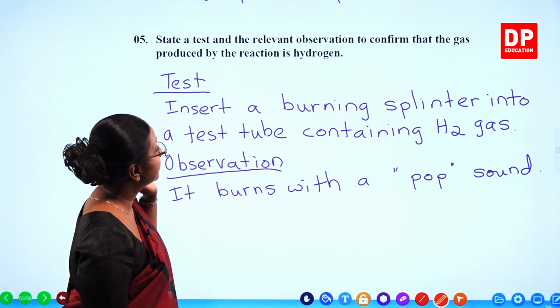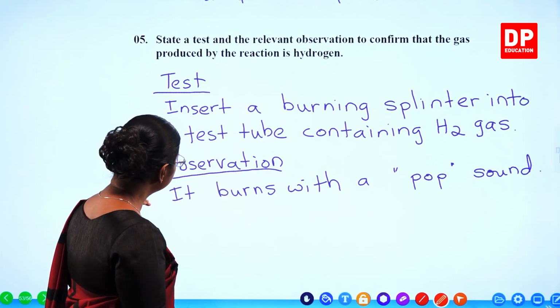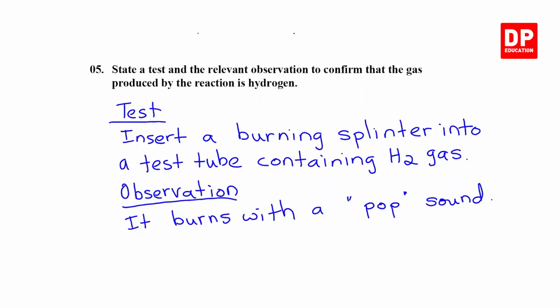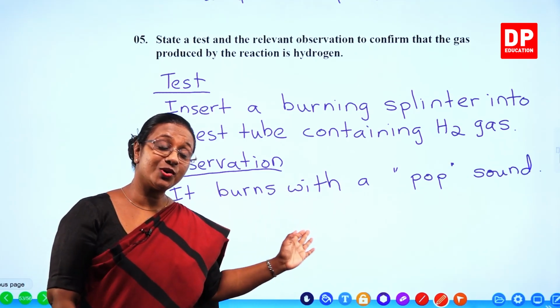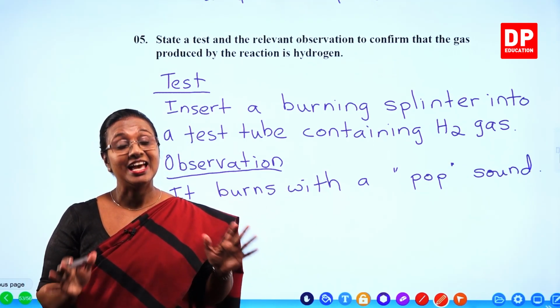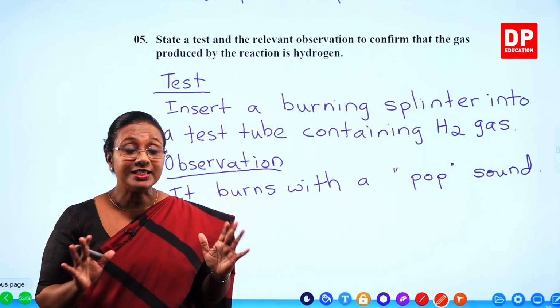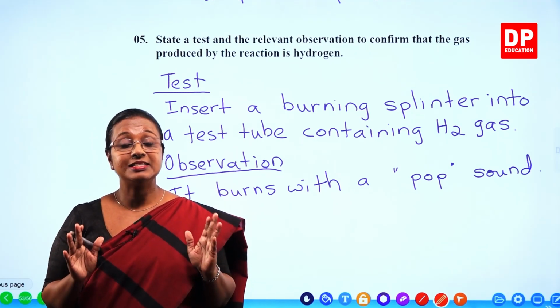So test, insert a burning splinter into a test tube containing H2 gas, and the observation will be it burns with a pop sound. Is that clear, students? So I am sure, students, you all were able to answer all these questions correctly, and you were able to understand my discussion as well. So with that, students, I have completed this chapter and the lesson itself.